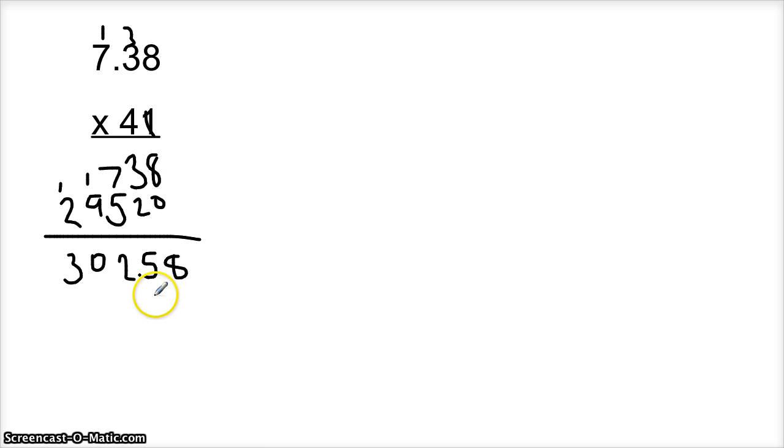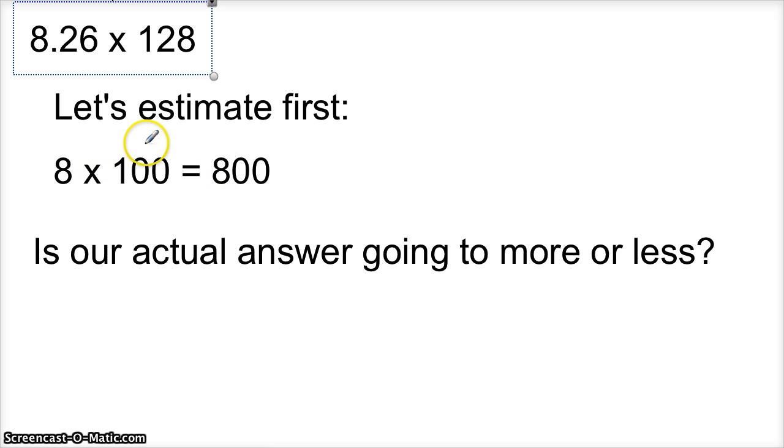Okay, so I have 302 and 58 hundredths. Let's do this a couple more times. The first thing we're going to do is estimate. So I know that 8 and 26 hundredths is pretty close to 8, and 128, I'm going to round that all the way down to 100. Is our actual answer going to be more or less? Well, I rounded. This number is larger than this. This number is larger than this, so that means our answer for this is going to be larger than this. So just keep that in mind, around 800.